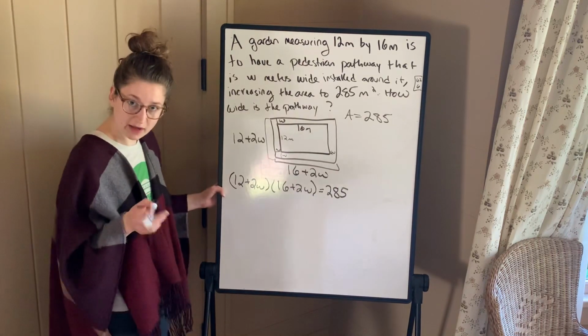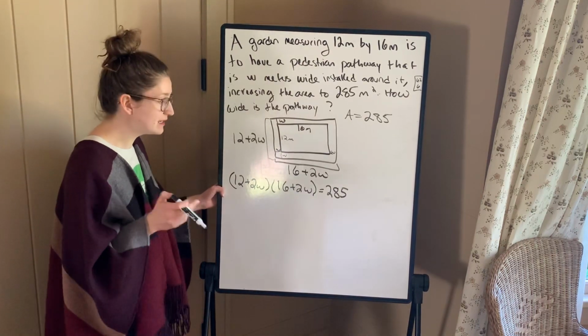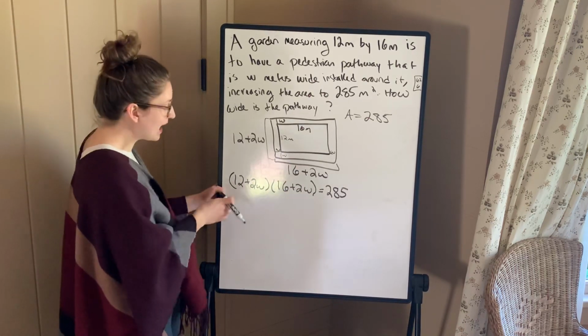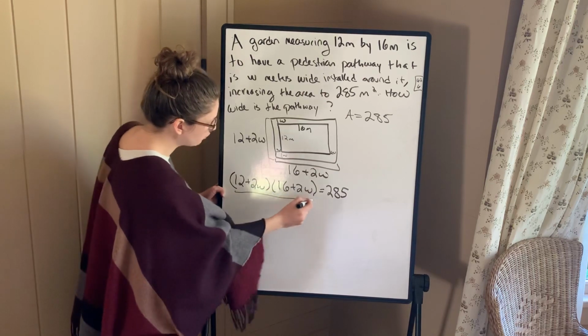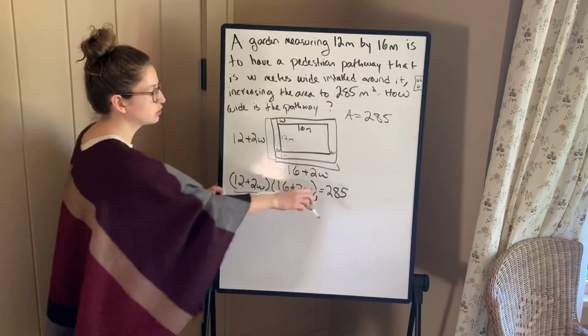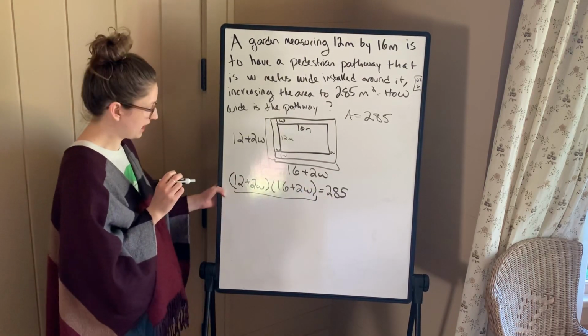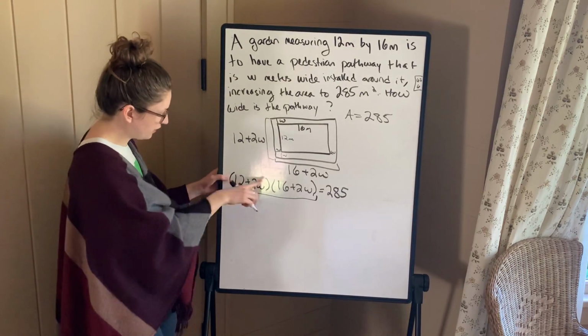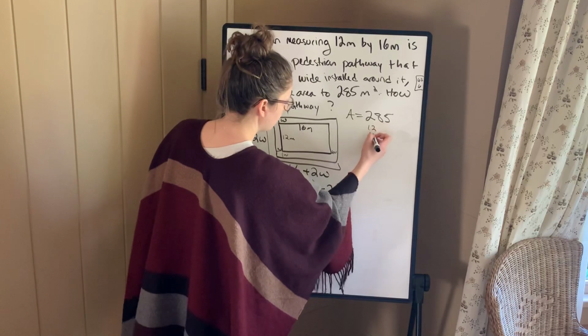So to solve a quadratic equation using factoring, we need to get the whole thing equal to 0. And to do that, we're actually going to have to distribute this thing out so we can subtract the 285 from both sides. So we need to do some foiling, and it involves some big numbers. 12 times 16, I don't know off the top of my head.